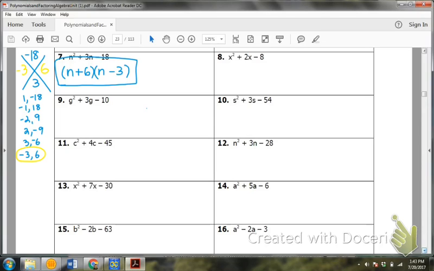Okay, let's try number 11. Jump down to number 11, please. What two numbers multiply to get negative 45 and add to get 4? What two numbers multiply? Don't just sit there and wait. You're going to do 45 divided by 1, 45 divided by 2, 45 divided by 3. If you can't do these in your head, it's okay, but you need to get going on your calculator. You can't just sit and wait, because on a test, you can't sit and wait.